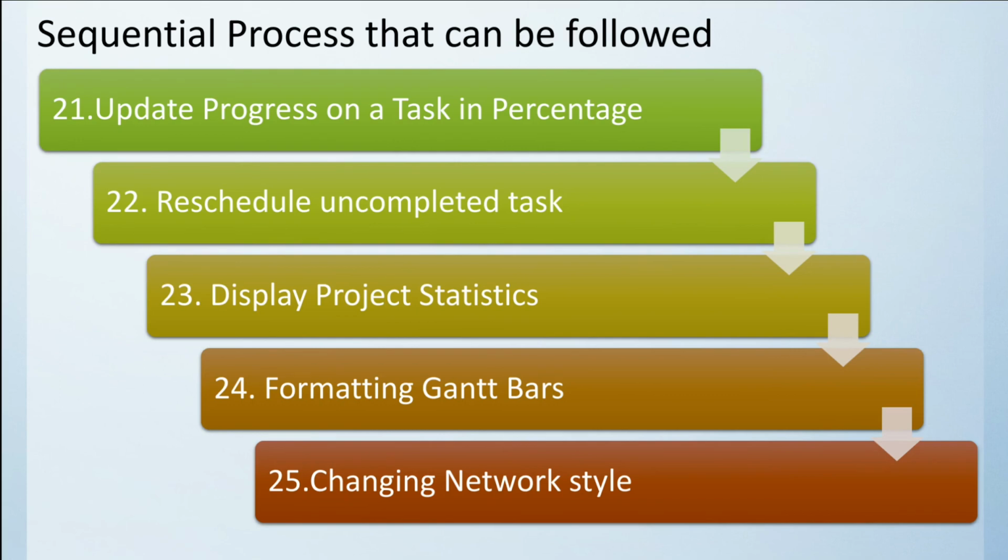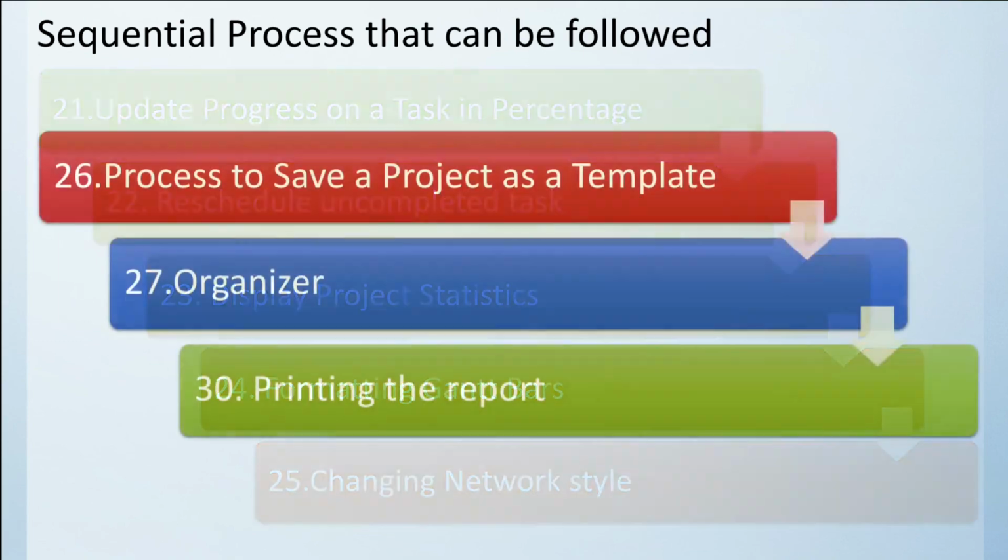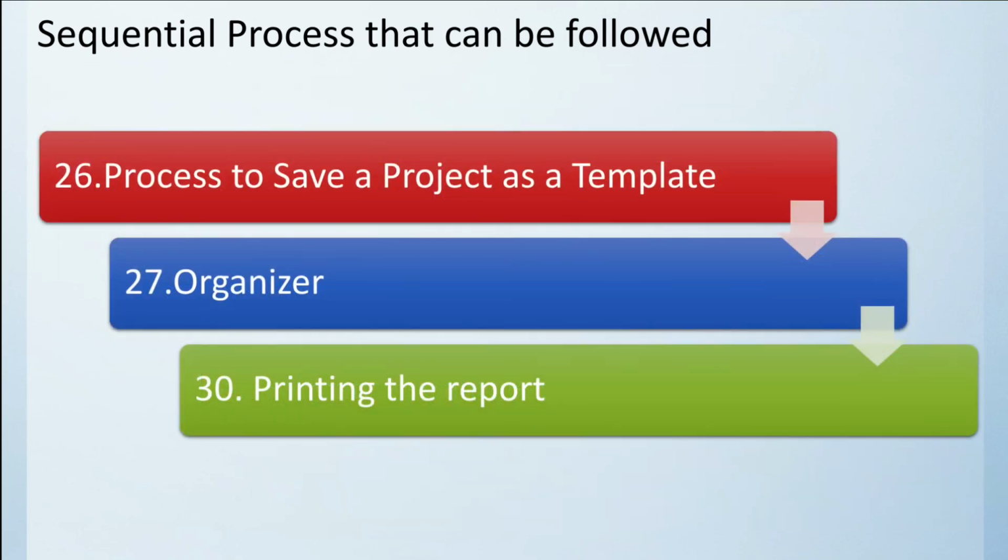We will learn how to display the project statistics, how to format the Gantt chart, how to see the network styles and how we can edit them. We will even learn how we can save our project work as a template so that further we can utilize the same project with little changes. We can organize what we want to print and what we want to see in the results. And finally, whatever work you have done, how to convert it into black and white, that means printing of the report.